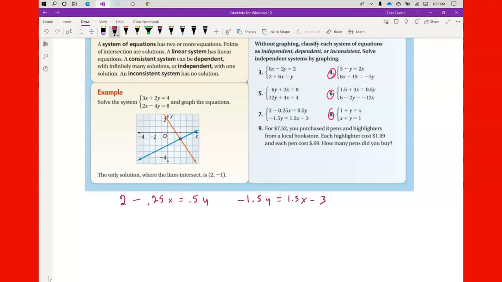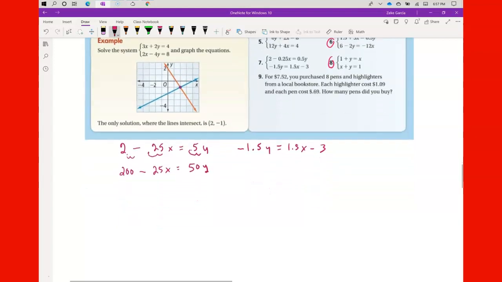Make sure that you've written it down correctly. 2 minus 1/4 x. Okay, so we're going to move the decimal places 2 spaces to the right. So this is actually 200 because we're moving the decimal places 2 spaces to the right, minus 25x equals, and we're moving 2 spaces to the right, so that's 50y.